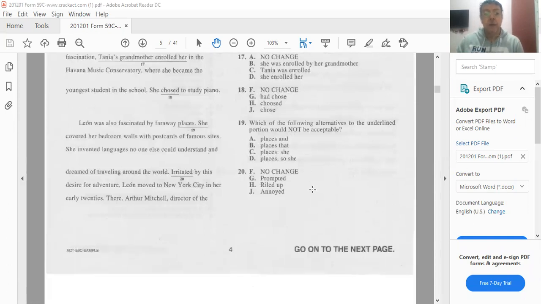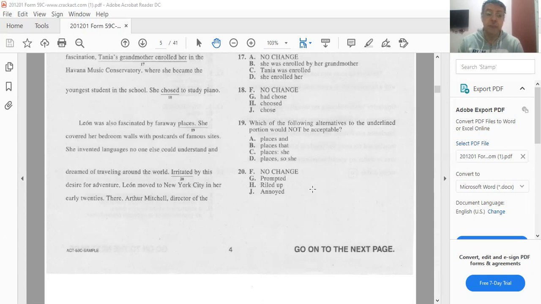B. Okay. Then in 20, and she dreamed of traveling around the world, period. Irritated by this desire for adventure, Leon moved to New York City. That's not correct. So if we say prompted by this desire for adventure, she moved to New York City. So yes, that is the best answer. G is the best answer. Riled up or annoyed is also not correct. So the best answer for 20 is prompted.